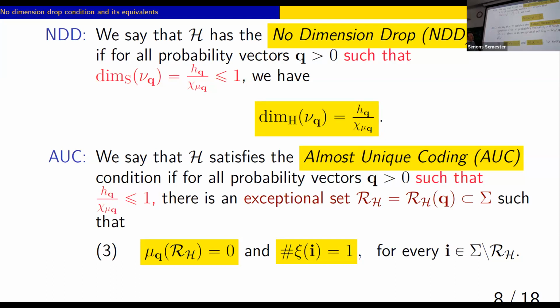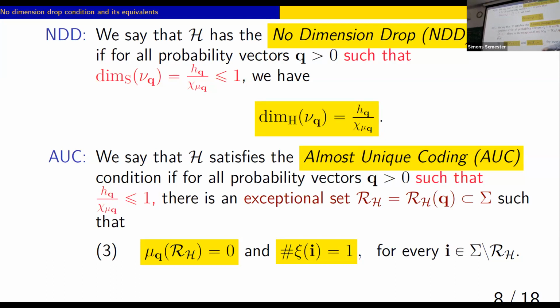Here is a condition we know little about, but it's natural. This is the almost unique coding condition. It says that whenever this probability vector is small, in the sense that the ratio is smaller than or equal to one, then you can find an exceptional set. It is easy to remember this exceptional set for Hungarian participants, because this is a bad set, and bad in Hungarian is rossz. I'm sorry for those who are not Hungarian, but this is the bad set in a sense. This is the exceptional set, and it has measure zero. But if you choose an I which is not in this bad set, then this class consists of one element. What does it mean, this class?